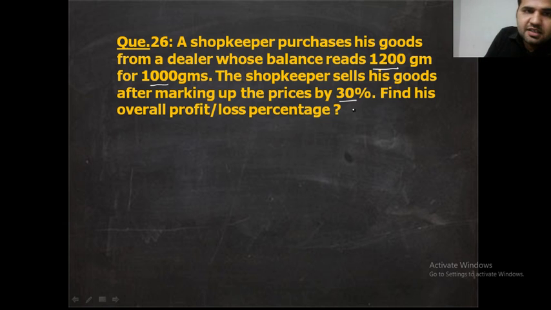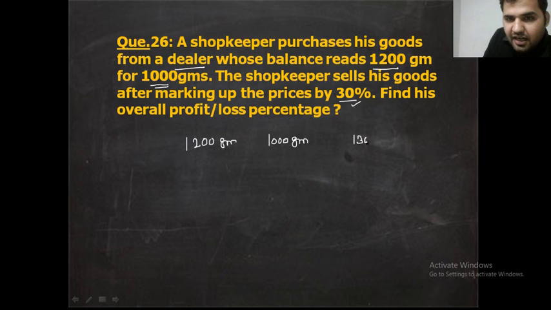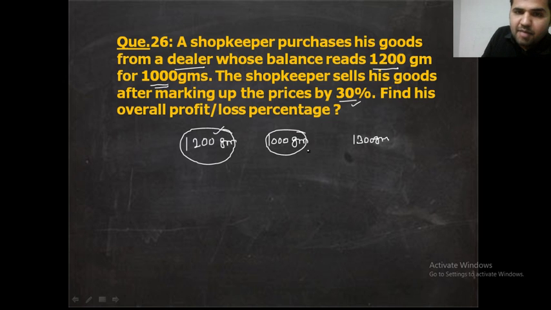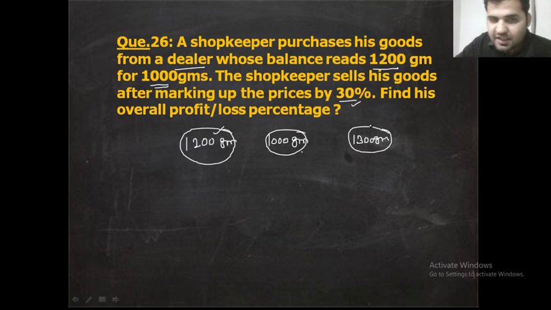See, one method of solving this question is that the shopkeeper is purchasing from a dealer whose balance reads 1200 gram for 1000 grams. That means he will pay for 1200 grams. But the goods that he will be getting are only of 1000 grams, right? So when the shopkeeper sells the goods to the customer, he will apply the markup of 30%. So he will be getting the money of 1300 grams. But actually his investment is of 1200 grams, right? Because the dealer's balance reads 1200 gram for 1000 grams. So he has paid for 1200 gram, but the goods that he has received are only of 1000 grams. And when he applies the markup of 30% on 1000 grams, he will receive the money from the customer of 1300 gram, right? Is it clear to all of you?